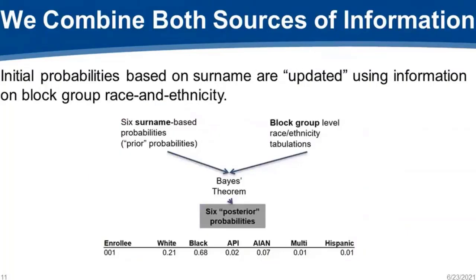And the basic approach here is to use Bayes' theorem to combine these 2 information sources. What are the different probabilities of race and ethnicity based on your last name, what are the different probabilities based on where you live, and combine those in a way that integrates that information. And so, for example, in this slide, a given person might have a 21% predicted probability of being white, a 68% predicted probability of being black, and so on, with those 6 probabilities summing to 100%. Next slide, please.